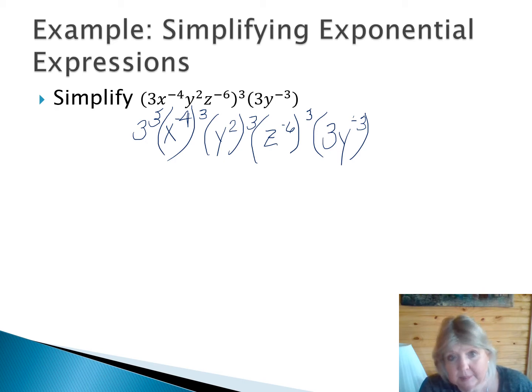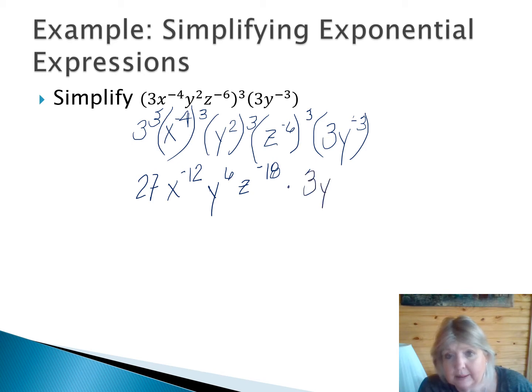Alright, so I'm going to simplify a little bit. 3 cubed is 27. When you raise a power to a power, you multiply the powers, so that would be x to the negative 12. 2 times 3 is 6. And z to the negative 18. Now that is times 3y to the negative 3.